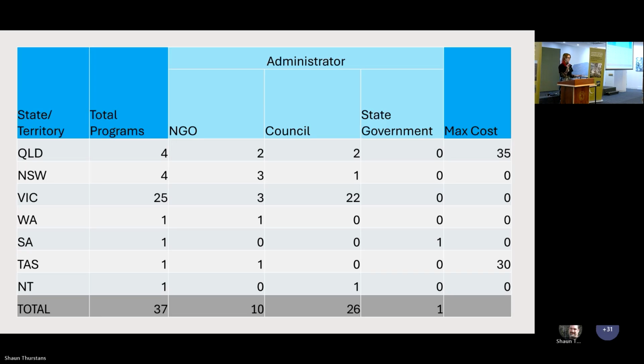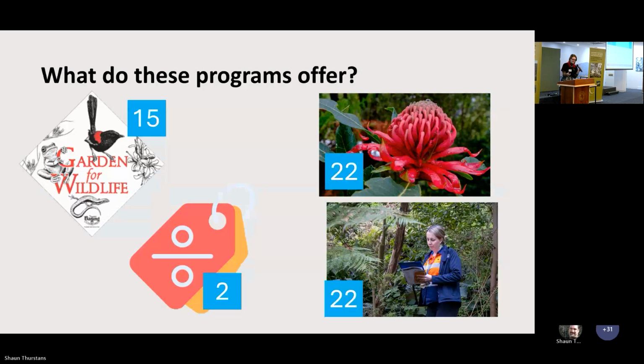Tasmania and Queensland were the only two programs that actually costed anything. There were two programs in Queensland that cost $33 and $35, and the TLC's program cost $30. These programs utilized lots of different features to get their messages out. The numbers here are the number of programs which had those things: signs, discounts, free plants.